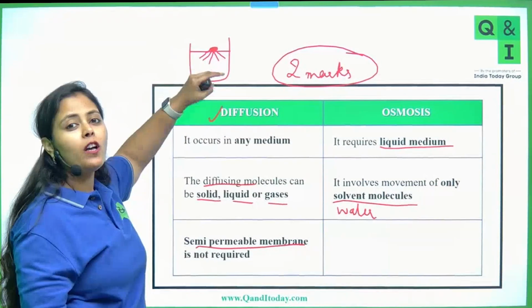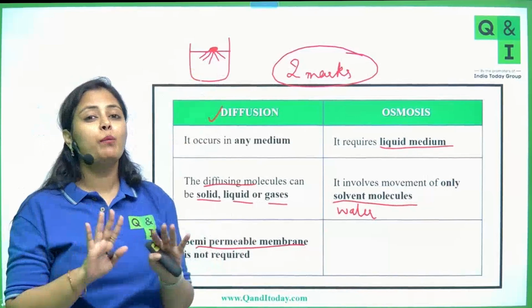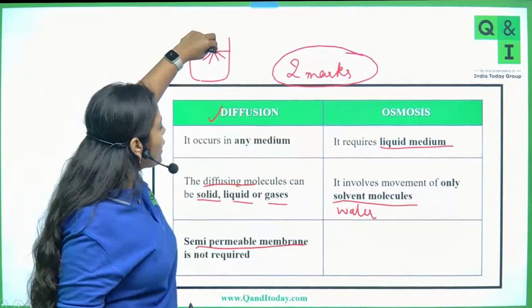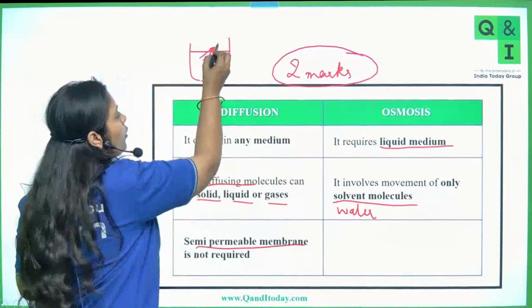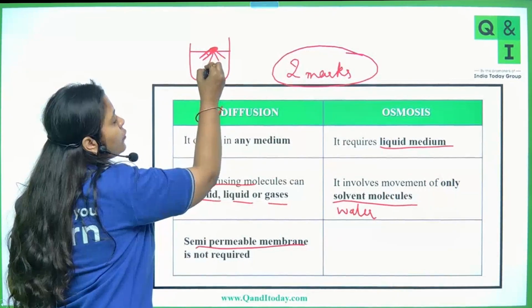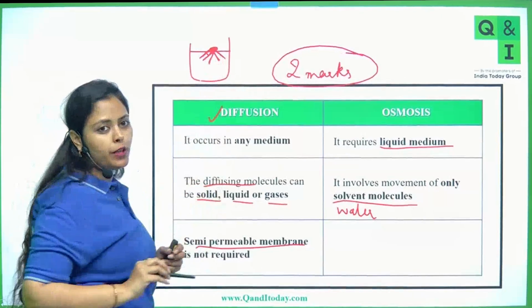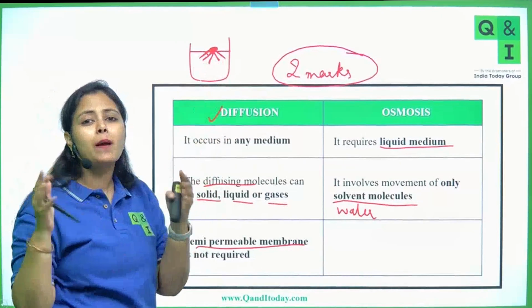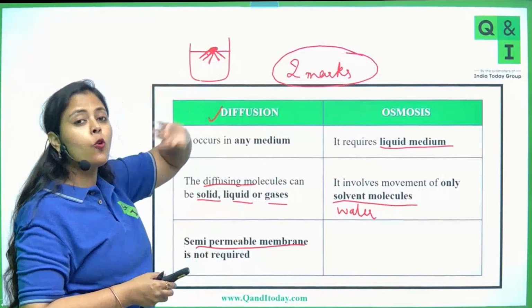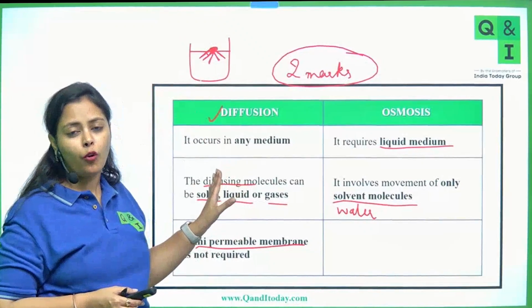Why? Because here no semi-permeable membrane is present. Simply, the concentration of ink is more in this drop. So now the ink particles are diffusing out to their lower concentrations, that means where they are almost absent, they're not present. This is diffusion. No semi-permeable membrane is involved.